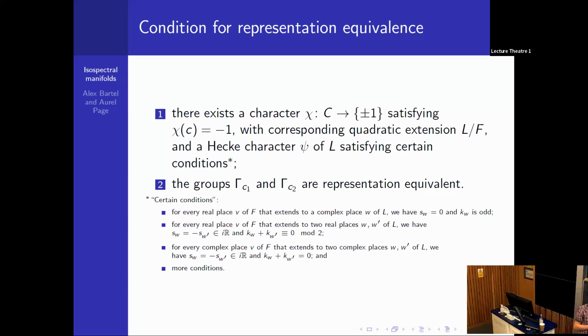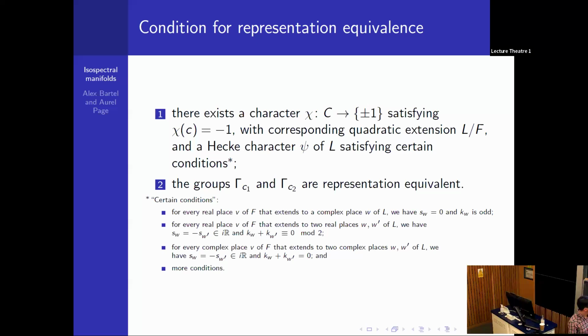You think those conditions are equivalent to some kind of cohomological vanishing or something? I'll tell you exactly where these conditions come from. Hopefully, yeah. Any other questions? I'm loving those questions, by the way. Keep them coming.